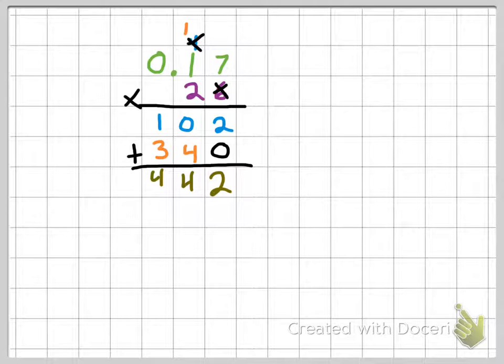Now step 2 says I have to go back to the original problem and count all the numbers behind the decimal. And 26 doesn't have a decimal, so there's nothing behind it. But 17/100 has two numbers behind the decimal, the 1 and the 7, two numbers. So in my answer, I'm going to have two numbers behind the decimal. 1, 2, and then I put my decimal down. So instead of 442, it's actually 4 42/100.